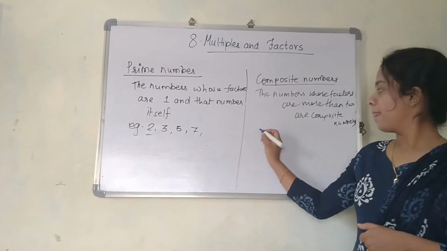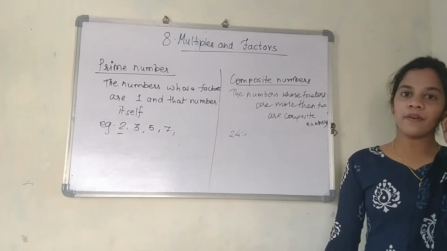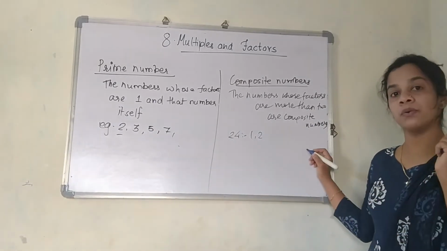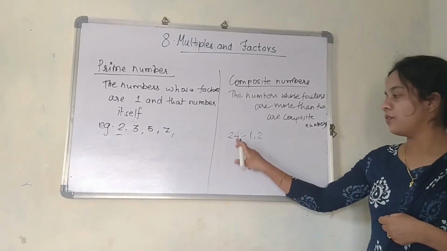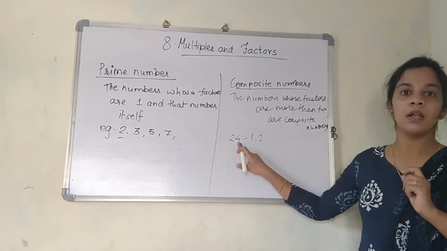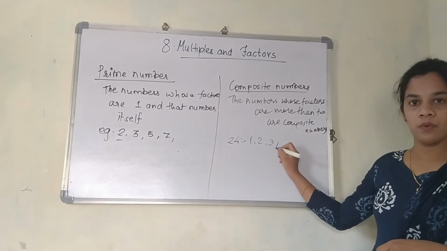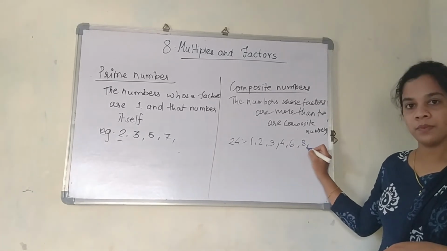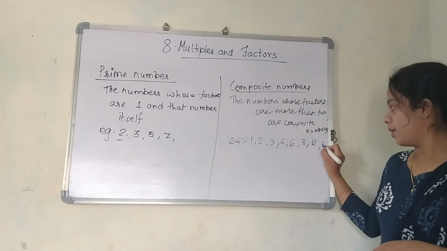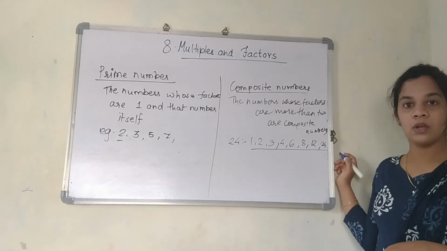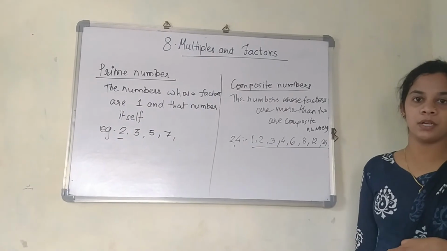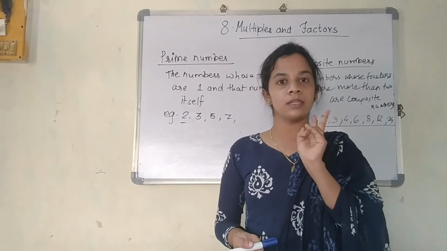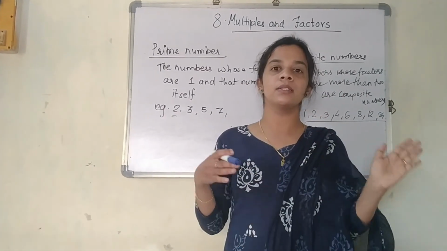For example, 24. What are the factors of 24? In 1's table 24 comes, in 2's table 24 comes, as we see by the divisibility test that 4 is present at the end. In 3's table, 3 8s are 24, 4 6s are 24, 6 4s are 24, 8 3s are 24, 12 2s are 24, and 24 itself. So how many factors are present here? So 24 is said to be a composite number. The composite numbers are those numbers whose factors are more than 2, not only 2. If the factors are 2, it is a prime. If the factors are many, it is a composite.